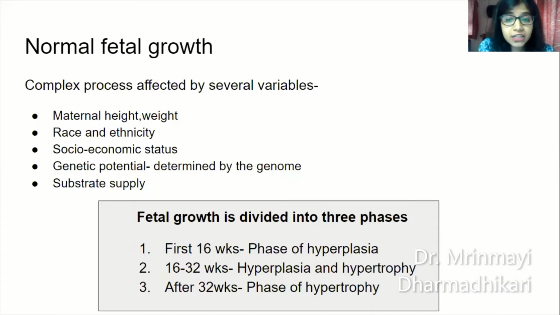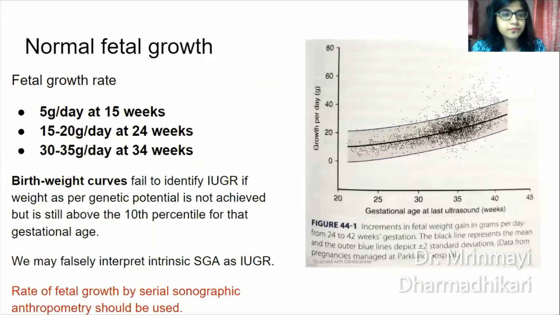Fetal growth is divided into 3 phases. The first 16 weeks is characterized by the phase of hyperplasia, which means there is increase in the cell number by mitotic activity. 16 to 32 weeks is characterized by a phase of hyperplasia and hypertrophy together. And after 32 weeks, it is predominantly a phase of hypertrophy, that is increase in the size of the cells. This is due to increased storage of glycogen and fats within the cells.